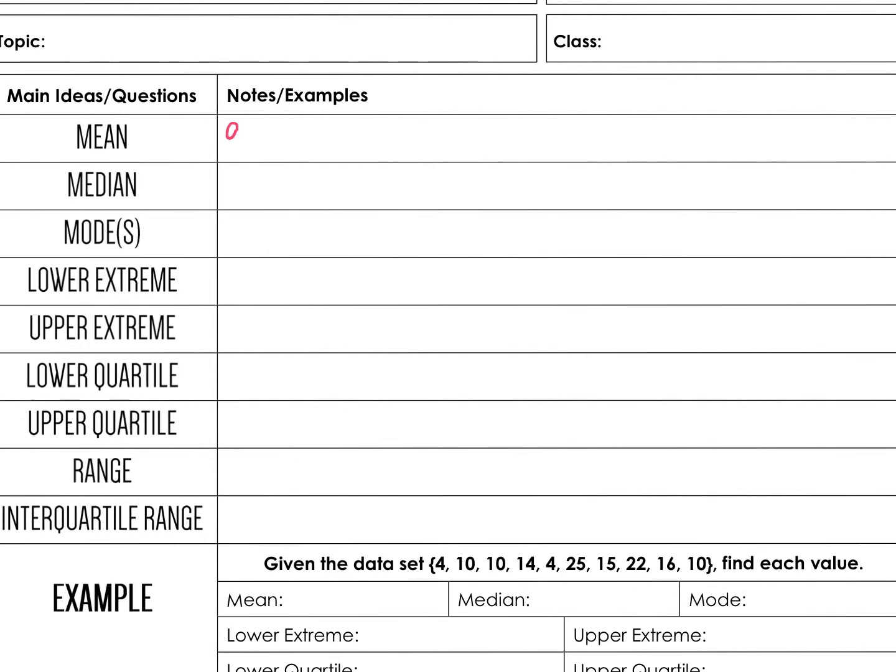The mean is the average of a data set. When you find that, the mean is equal to the sum divided by the number of values. The median is the middle value. And this is when the numbers in the data set are in order from least to greatest.